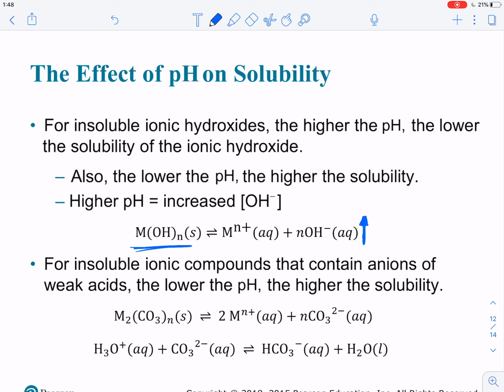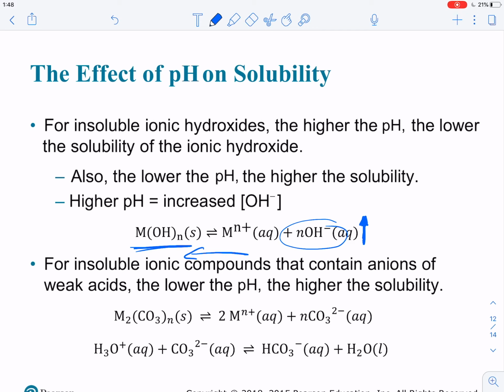If you are increasing this hydroxide, what's going to happen? The equilibrium will shift to the left. You will decrease the solubility of the hydroxide if you increase the pH. Conversely, if you decrease the pH by adding acid, basically adding acid is decreasing the concentration of OH minus, and then you increase the solubility of that hydroxide.